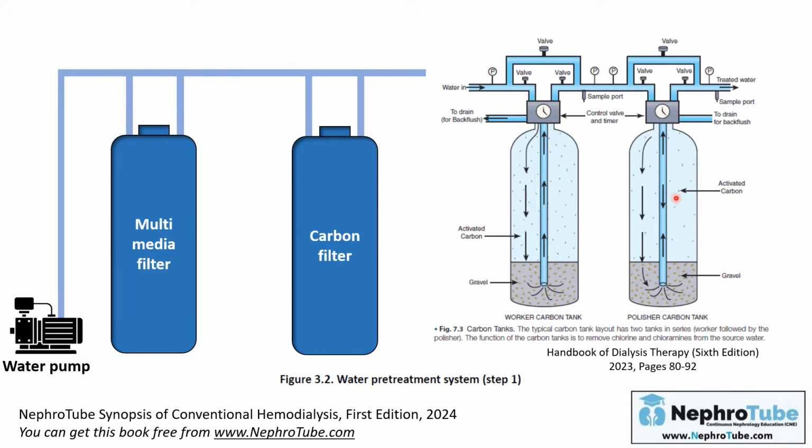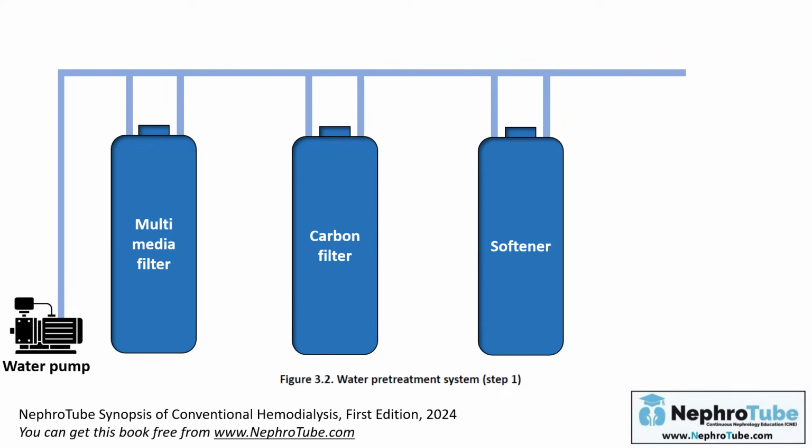Again, this is the internal structure of the carbon filter: gravel, and finally the activated carbon. Usually most centers put two carbon filters following each other. One is called the working or worker carbon filter, and the other is the polisher carbon tank, where water goes first through the first tank, then the second, and from the second the water goes out to the next step.